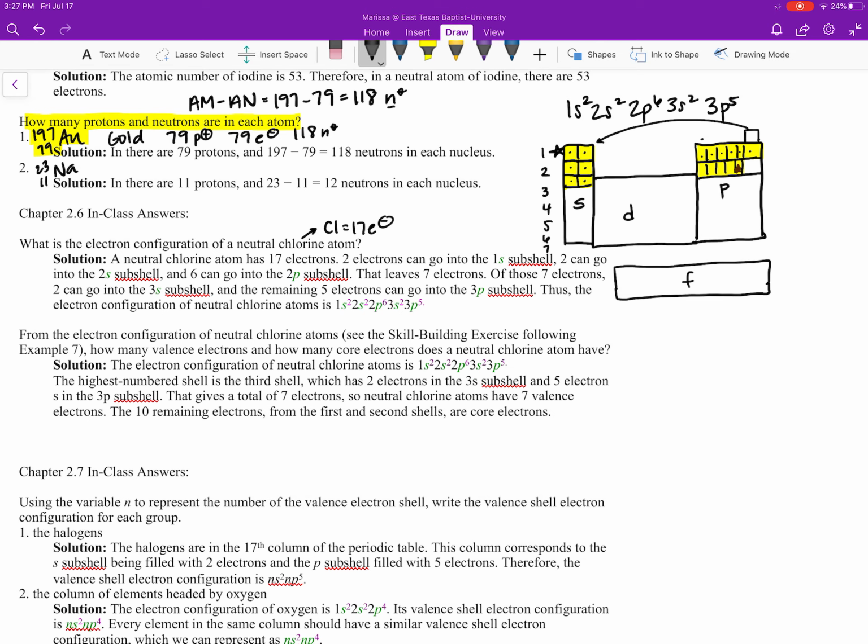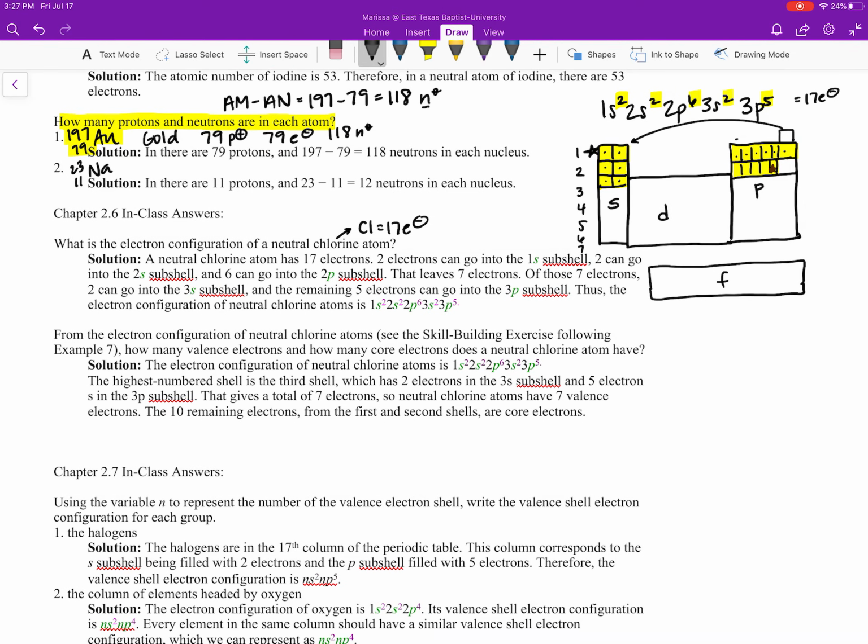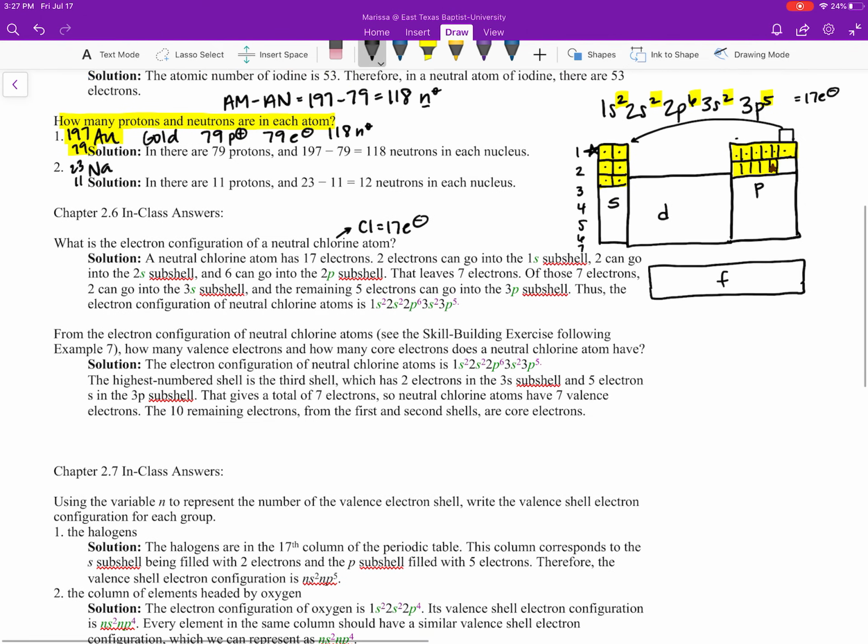Now the neat thing is, if I add up all of these exponents, the 2, 2, 6, 2, 5, that equals 17 electrons. So that's a way to always identify or check your electron configurations. So there is the final answer.